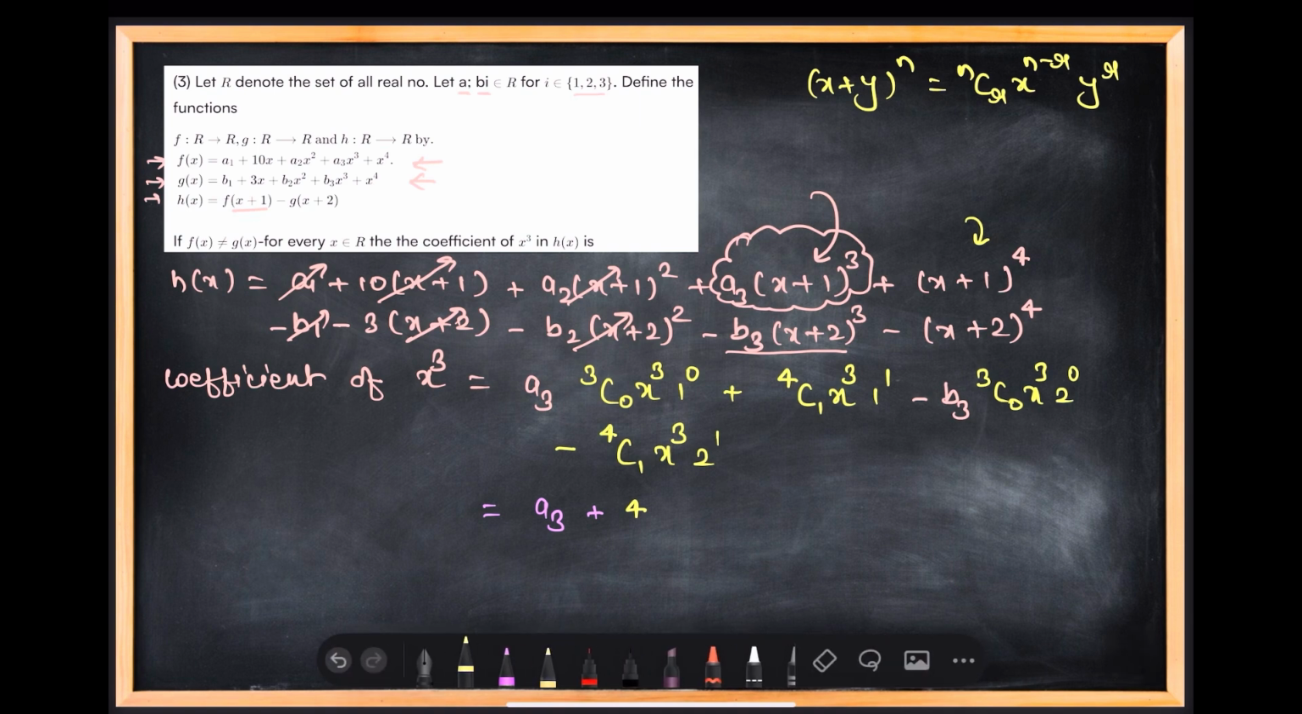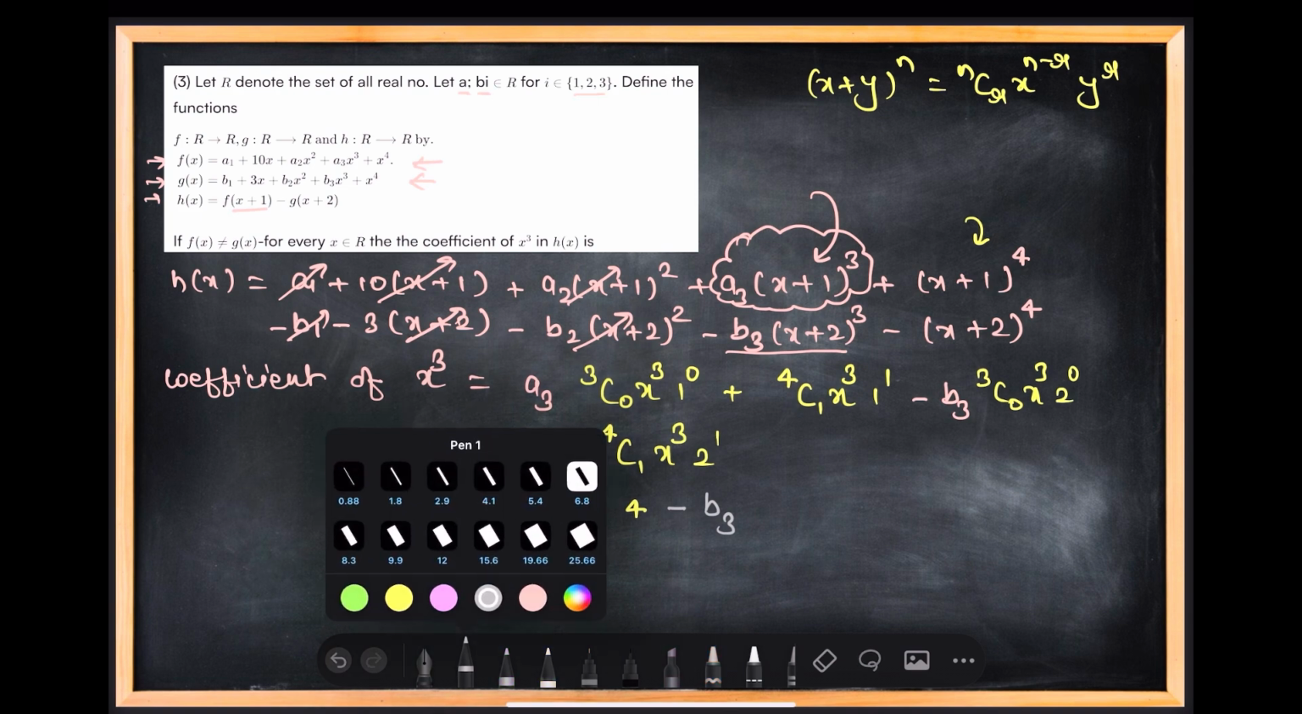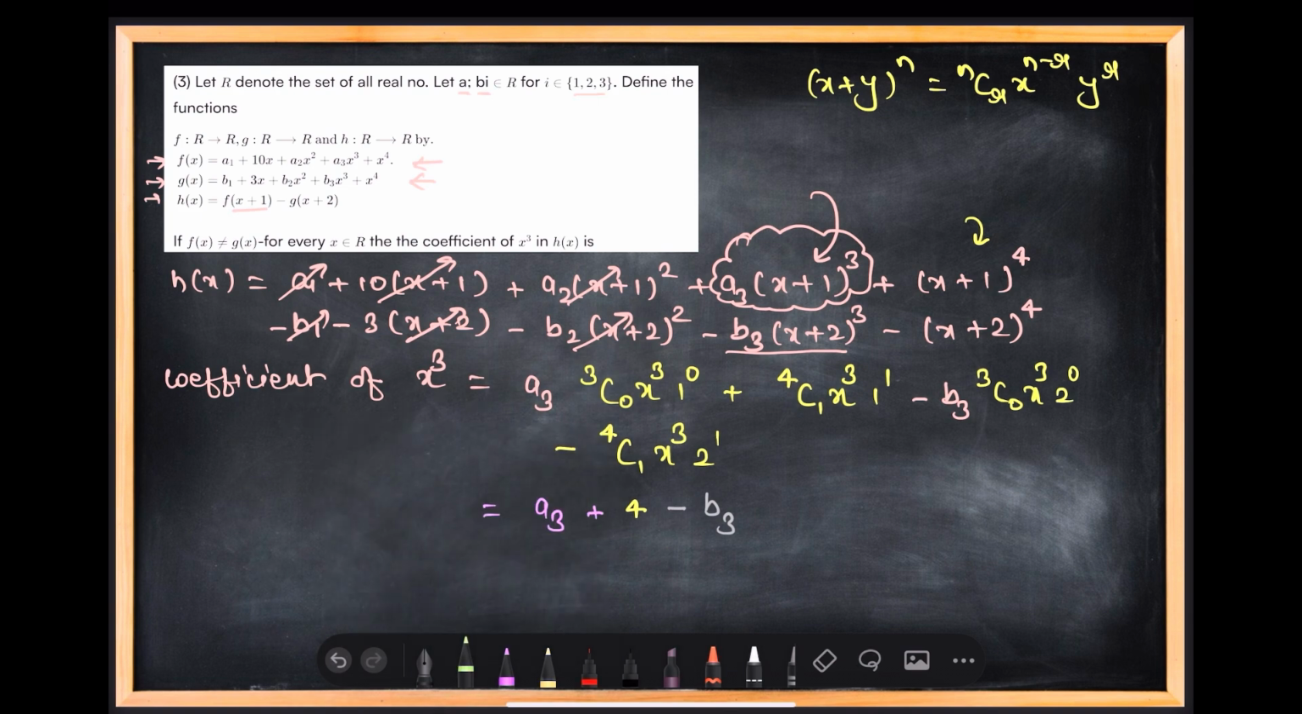Now we have minus b3, and 3C0 is 1. X power 3 we don't want, 2 power 0 we don't want. Now we have the last component: 4C1 is 4, 4 twos are 8. So we got the result as a3 minus b3 minus 4.